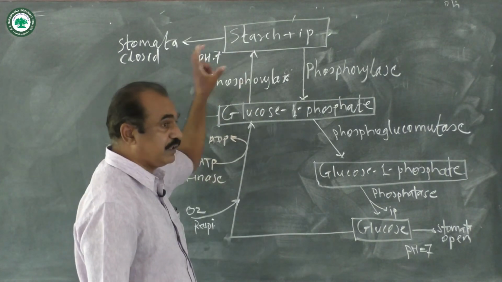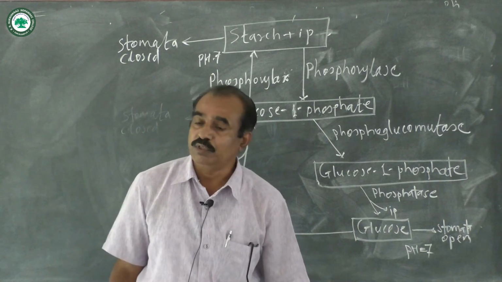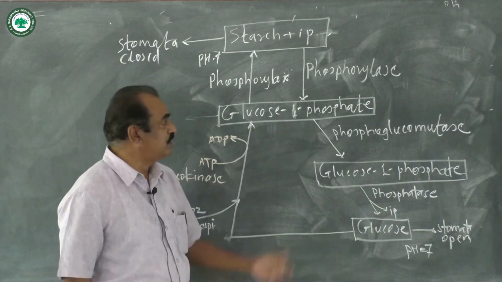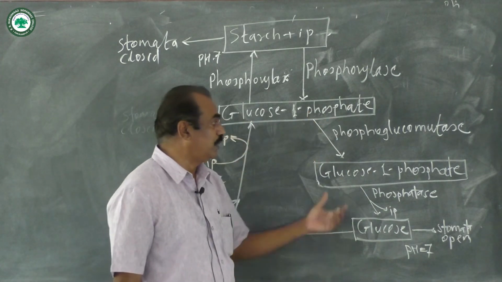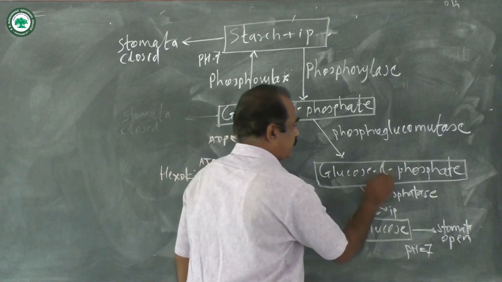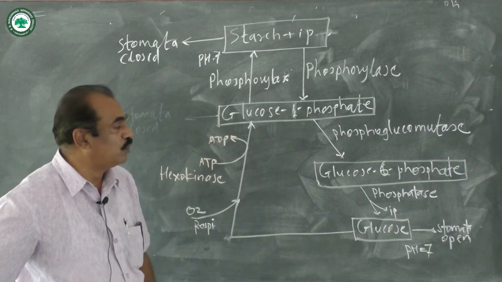Already starch is present in the chloroplast of the guard cell, and this starch is phosphorylated with the help of the enzyme phosphorylase into glucose 1-phosphate. Now this glucose 1-phosphate gets converted into glucose 6-phosphate. It takes place because of the enzyme phosphoglucomutase.